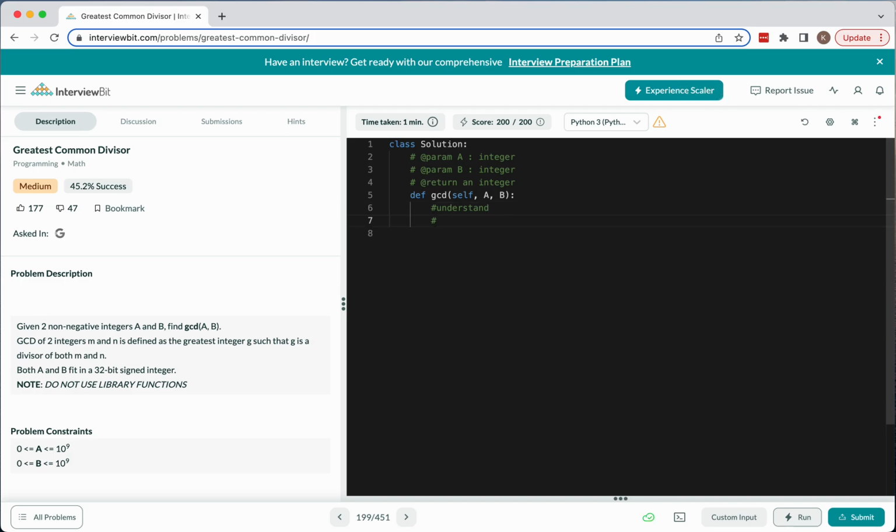We're given two non-negative integers a and b. We want to find the greatest common divisor between those two numbers. The GCD of two integers m and n is defined as the greatest integer g, such that g is a divisor of both m and n. Both a and b fit in a 32-bit signed integer. Do not use library functions.